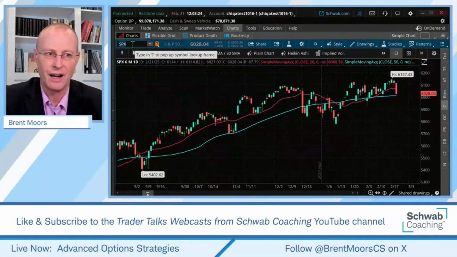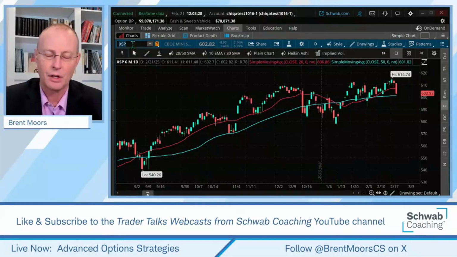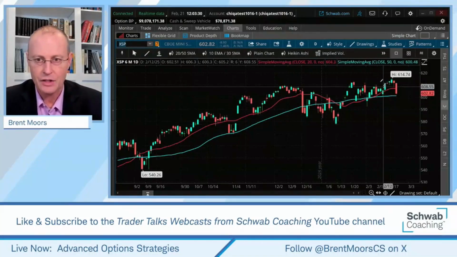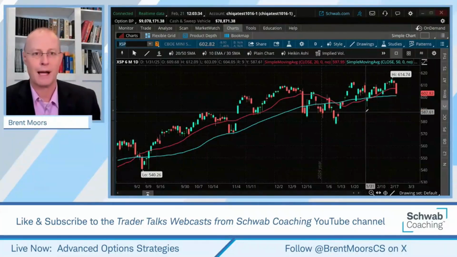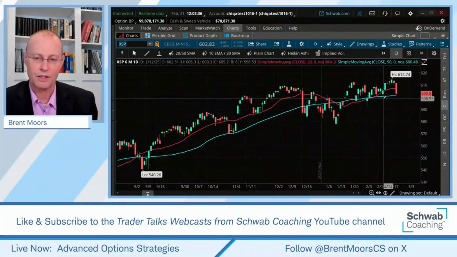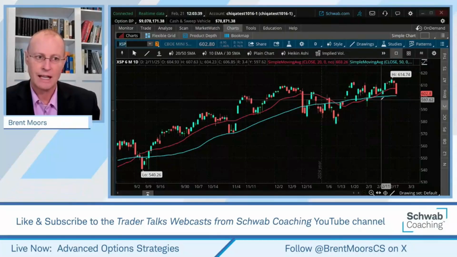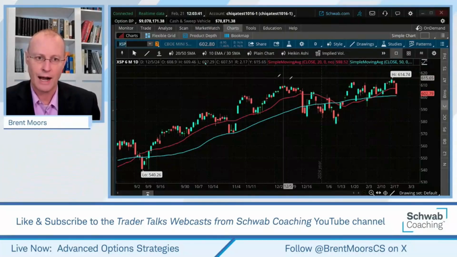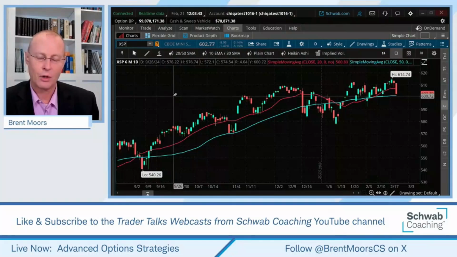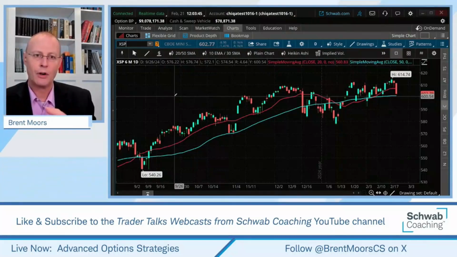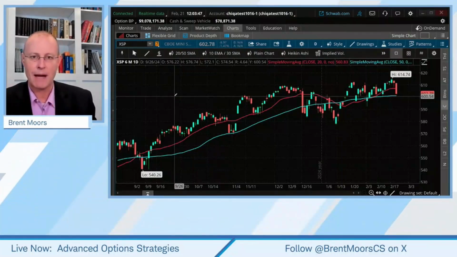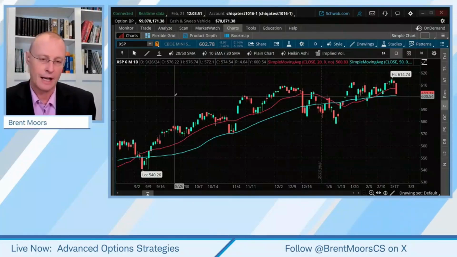I showed trading options on SPX and then XSP as an alternative to that. This is a micro index option, so it doesn't move as much. Percentage-wise, it moves the same, but the dollar amount isn't as big as the full contract. The question came up: are there analogous micro contracts for other indexes? Yes, there are.